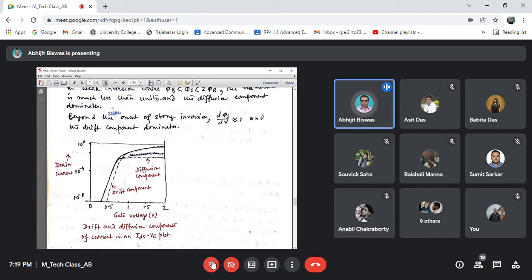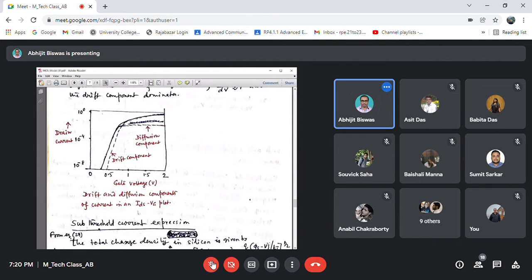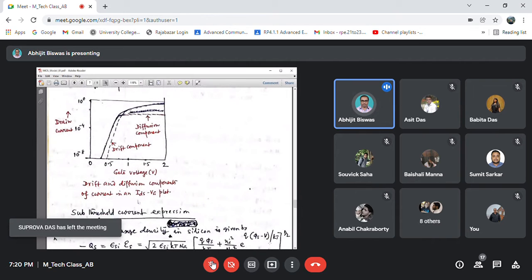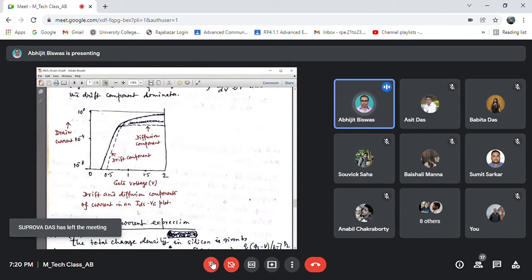So this bending of the total current is around say 0.7 volt. It is the position of the threshold voltage, and beyond that is the strong inversion region of operation, and below it is the subthreshold region of operation. So it is actually the transfer characteristic curve plotted in the semi-log scale. The drain current is plotted in log scale, whereas the gate voltage is plotted in linear scale. If you have any question, you can ask me because it is very important.